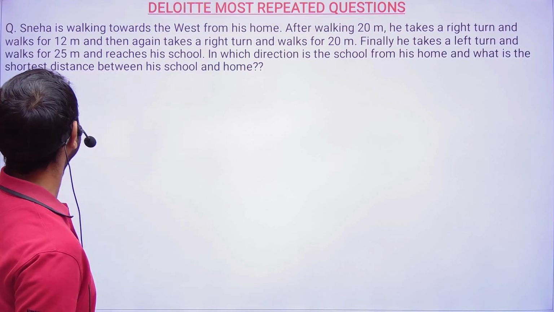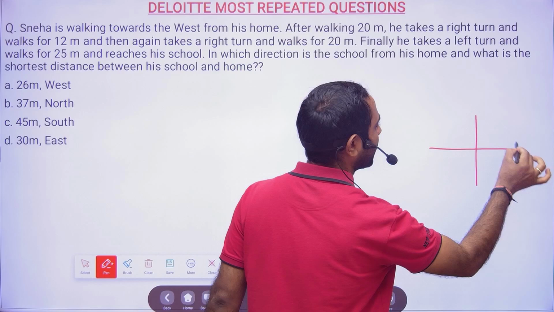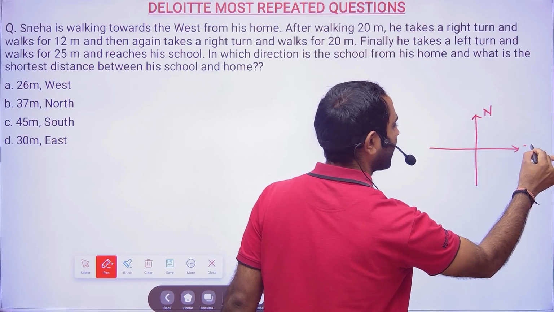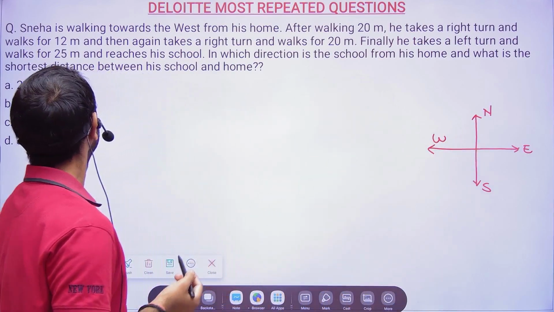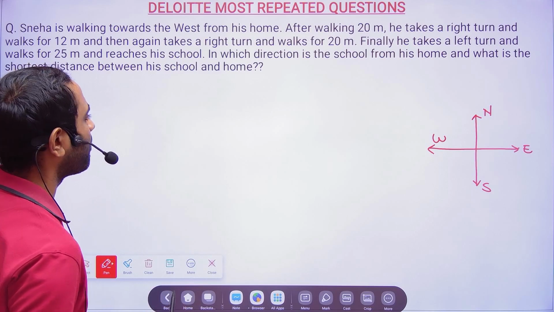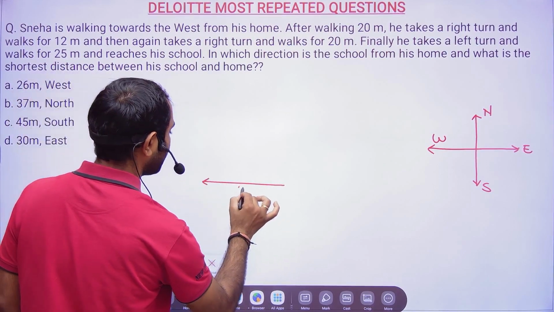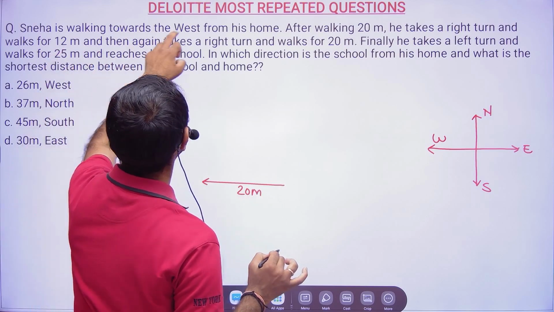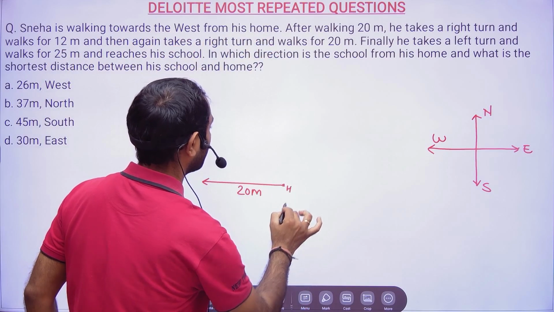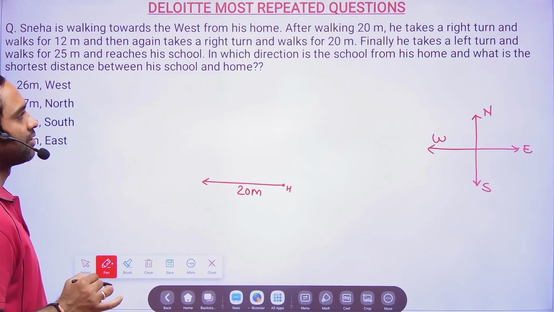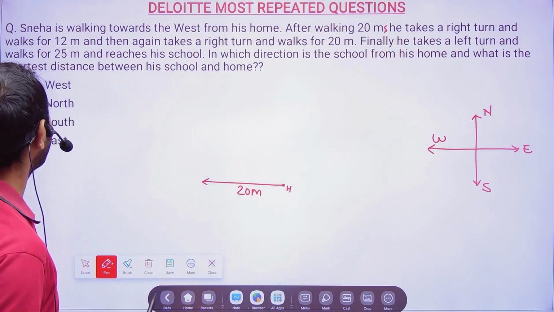Okay. Next question. Sneha is walking towards the west. So friends, whenever you are dealing with a direction problem, you have to make this basic diagram here. N, E, S, W. Clear? So Sneha is walking towards the west from her home. So west is this direction. Okay. So Sneha is walking 20 meters towards the west, west is this side from her home. This is nothing but Sneha's home. After walking 20 meters, she takes a right turn and walks for 12 meters.